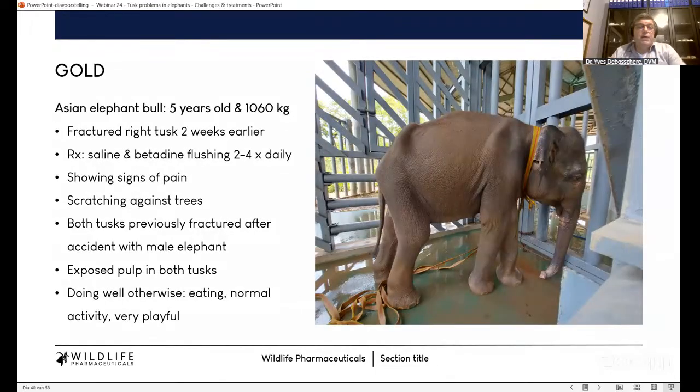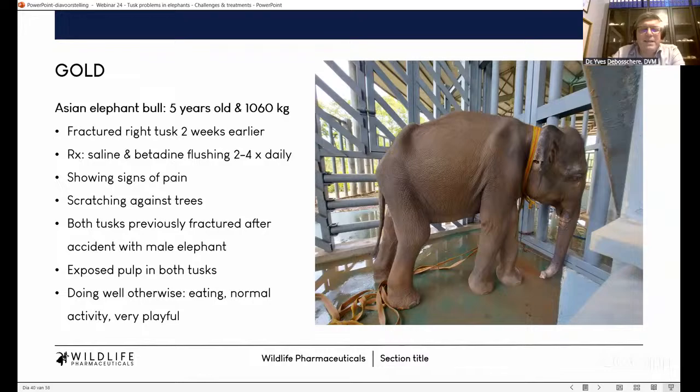So the first case that I will show is Gold. We will not go through Gold's complete history, but that was an Asian bull of 5 years old and 1,000 kilos. He fractured his right tusk 2 weeks before that picture, and then they started to do X-ray and flush it with saline. No X-ray.